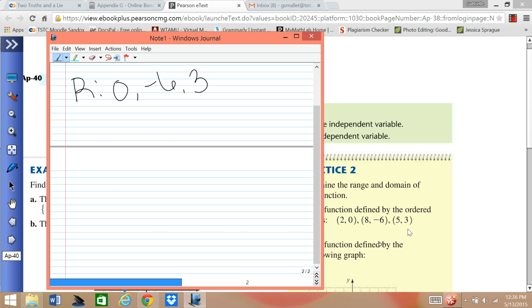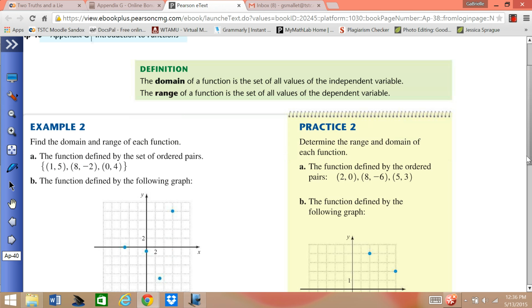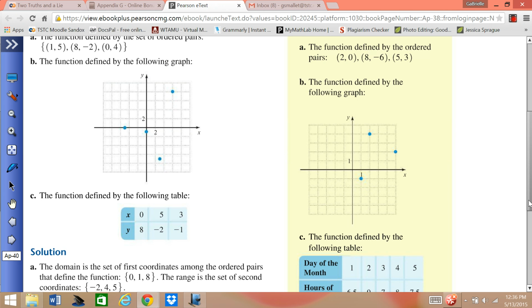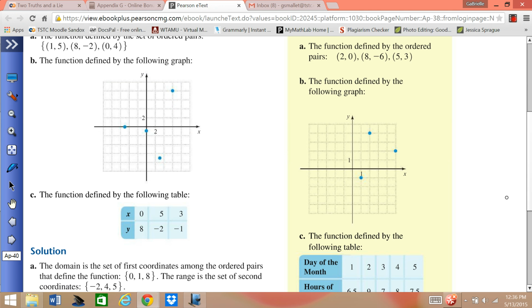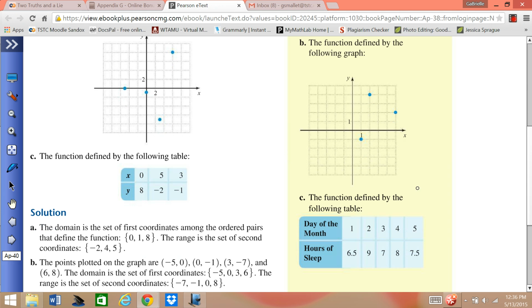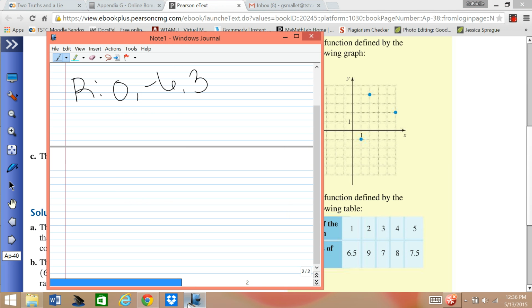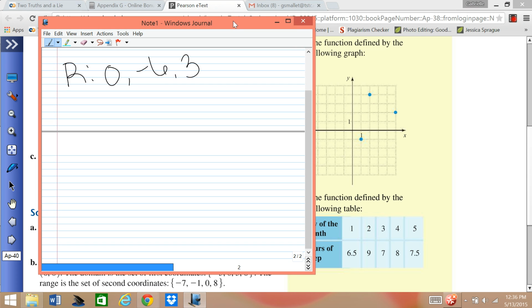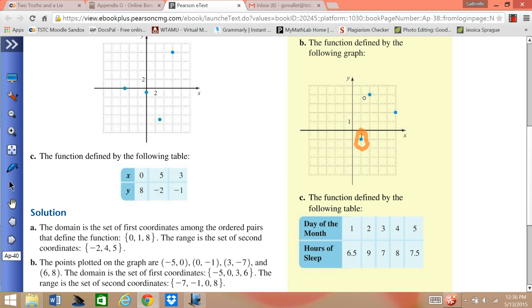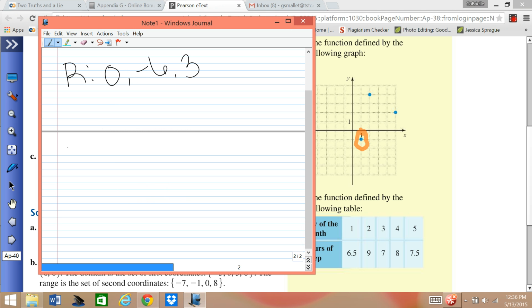Okay, so let's look at practice 2. Let's scroll down here. It says 2b, the function determined by the following graph. So let's identify the domain and range of this graph on 2b. Notice on 2b we have 3 dots here. First we need to figure out the ordered pair of these dots. Let's look at this dot right here. What's the ordered pair of that one? Well, that ordered pair would actually be 1 and -1. So our first ordered pair is 1 and -1.